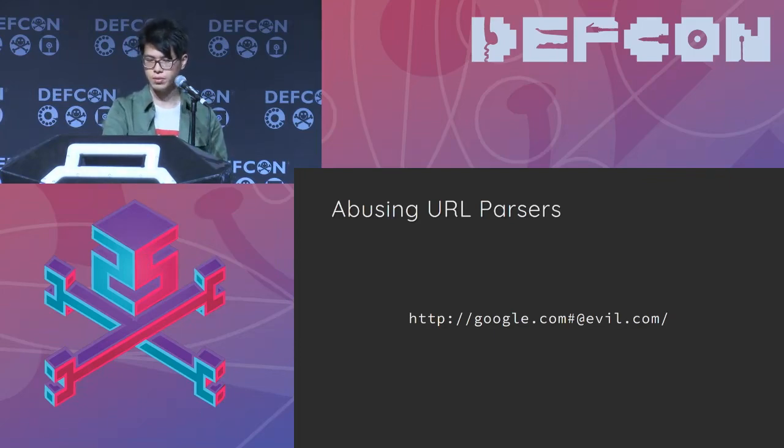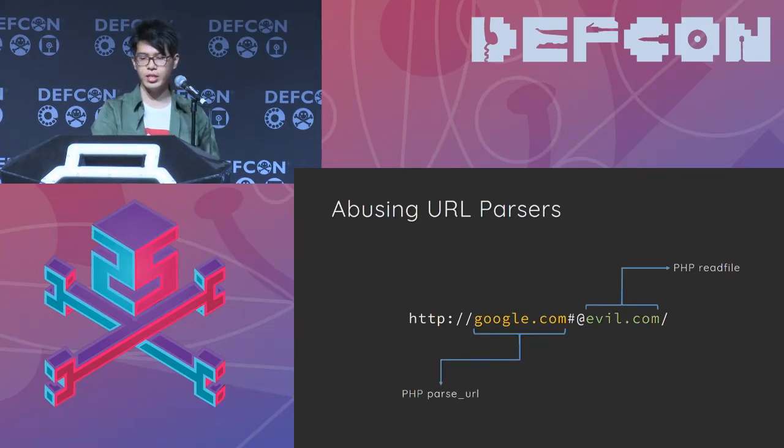And how about this URL? google.com@evil.com. This is another interesting case. parse_url will recognize google.com as the hostname, but readfile fetches evil.com. This URL perfectly bypassed all the restrictions. But are you curious about which behavior is the right one? Let's make a little survey again. If you think google.com is the right one, please raise your hand. Okay, I think the domain evil.com already told you the answer.